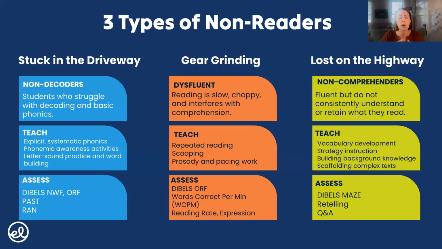And then our last category are non-comprehenders. They might read beautifully and have expression, but they can't do a retell and they can't answer basic questions. So their brain just isn't paying attention to what they're reading. So they need a strategy or they need to do some annotations.